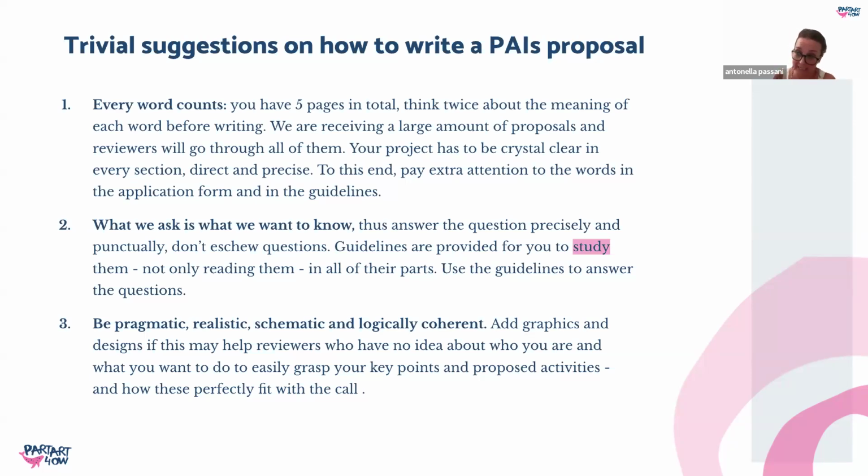Be pragmatic, realistic, and logically coherent. So do not overpromise. If you tell us that you're going to engage 10,000 citizens, it's fine if you then explain in the activities how you will reach 10,000 people. Otherwise, do not overpromise. Be realistic and be coherent, let's say. Okay.